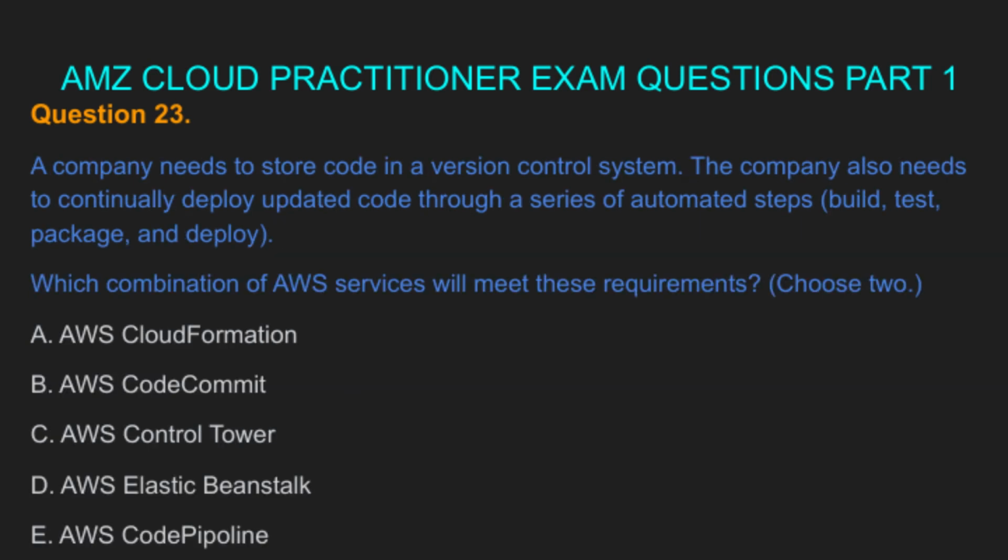Question 23. A company needs to store code in a version control system. The company also needs to continually deploy updated code through a series of automated steps: build, test, package, and deploy.